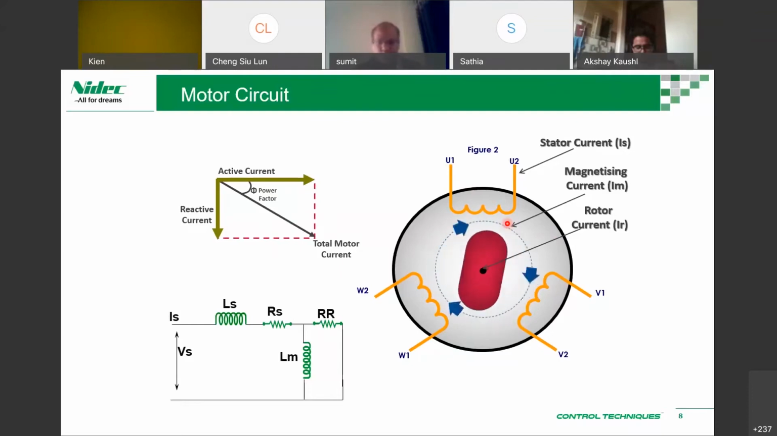So typically, if you're just using a DOL starter, or we're just directly trying to start a motor, we'll have this power factor affecting the power quality. I wouldn't say power quality, but it's just a reactive current that we are not really using, but we are still paying for it.